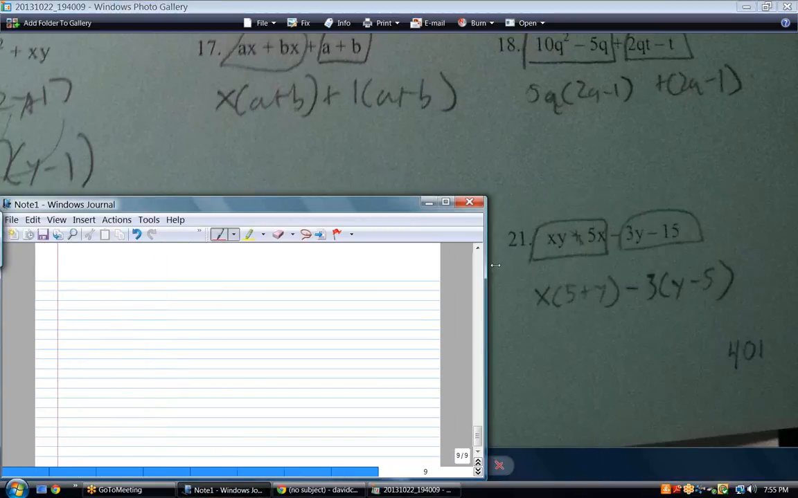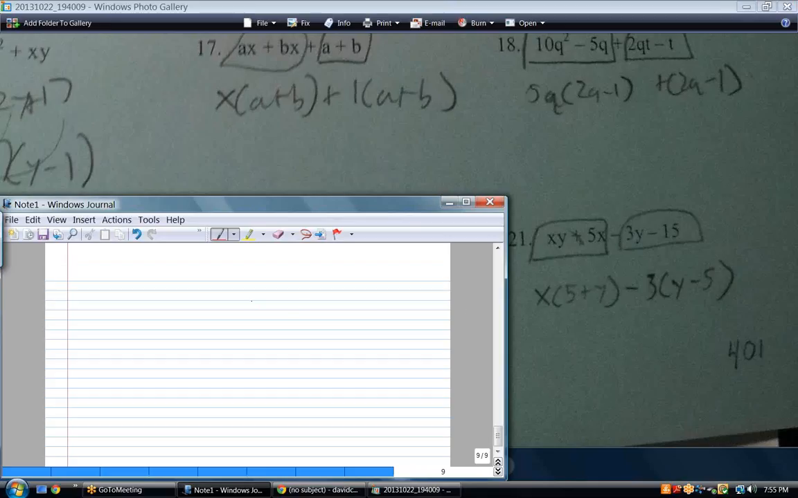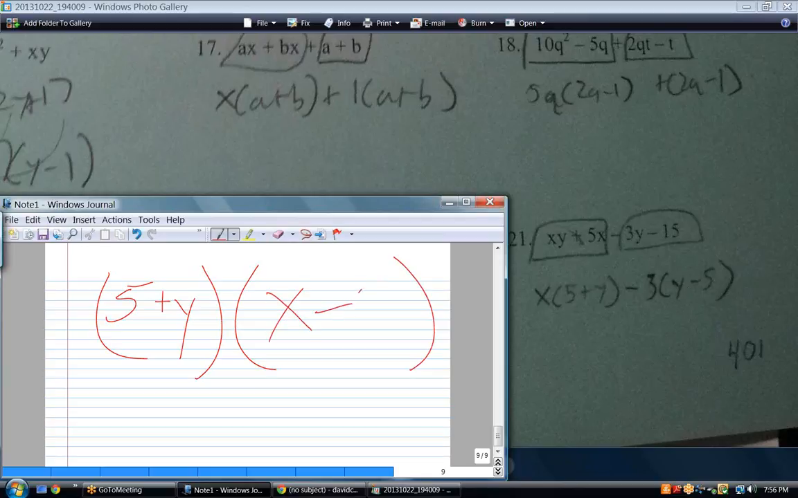So what's the final answer? Oops, hold on. What's left over after you factor out a y plus 5? Remember, this is a y. X minus 3. You got it.